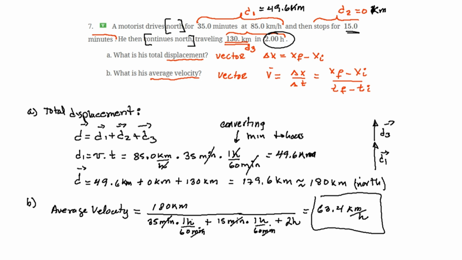So this is an example of an exercise where we apply, in this case, the concept of total displacement and average velocity, right? This is part of the second topic that was about motion in one dimension. Now let's do another exercise. That is the exercise number.